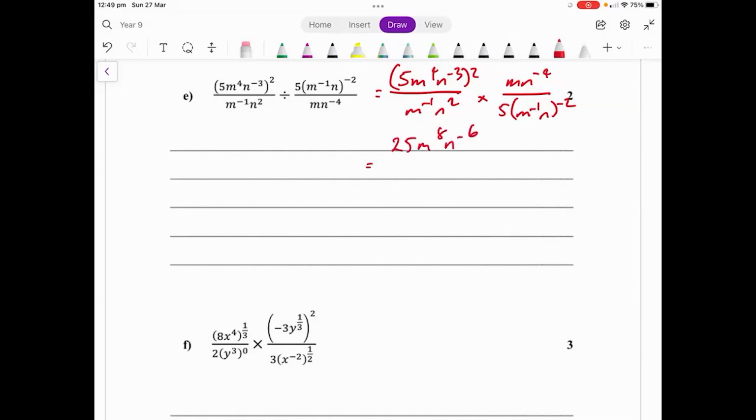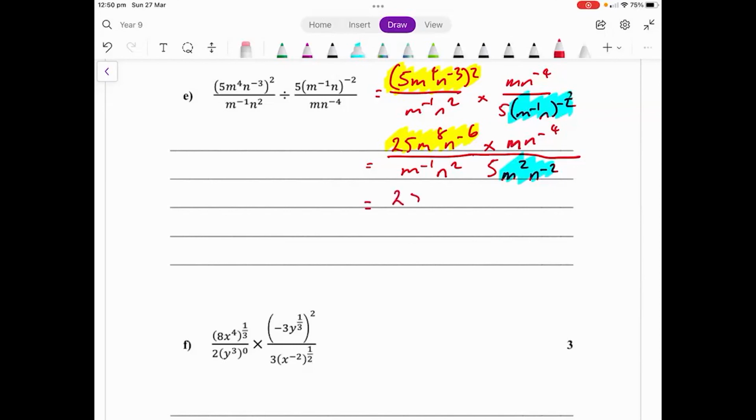Now I need to simplify the powers. So I do that for the numerator first. I do 8 plus 1 for the powers of m, and that gives me m to the power of 9. I do negative 6 plus negative 4. That gets me n to the power of negative 10. On the denominator, I do minus 1 plus 2. That gives me m to the power of 1. And for n, I do 2 plus minus 2. That's n to the power of 0, so I can leave that alone.